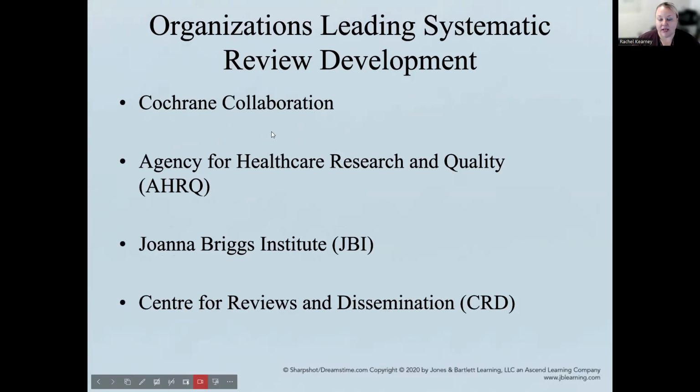There are lots of different organizations that regularly have systematic reviews being developed. One that you're probably most familiar with is the Cochrane collaboration. And so you've probably read some of the Cochrane reviews or you've accessed those. That's a really popular one, particularly in dental literature and a lot of healthcare literature. But there are also other organizations that work on developing systematic reviews for particular topics.